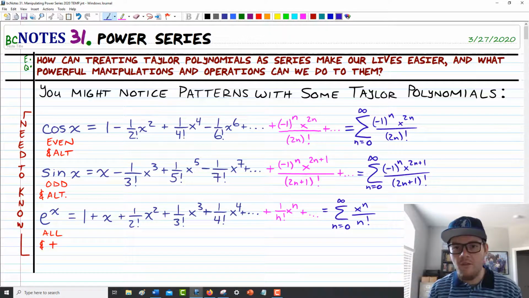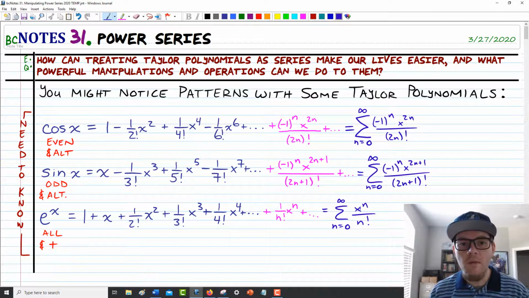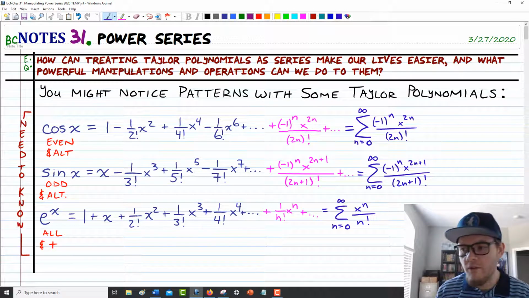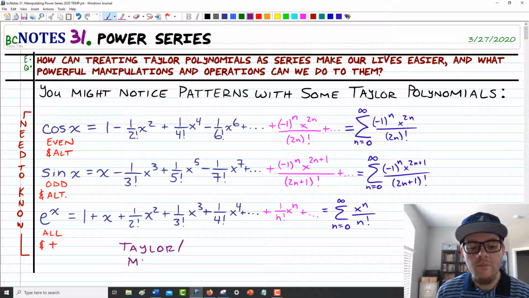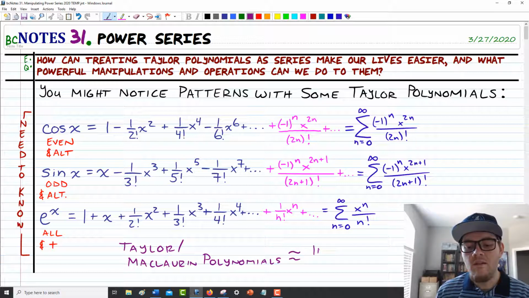It'd be doing that same thing for each of these. So these series are basically the same thing as those Taylor and Maclaurin polynomials. In fact, that's the biggest thing I'd like you to take away from this first page as we've just started investigating this idea. Taylor and Maclaurin polynomials are basically the same thing as some sort of infinite series.